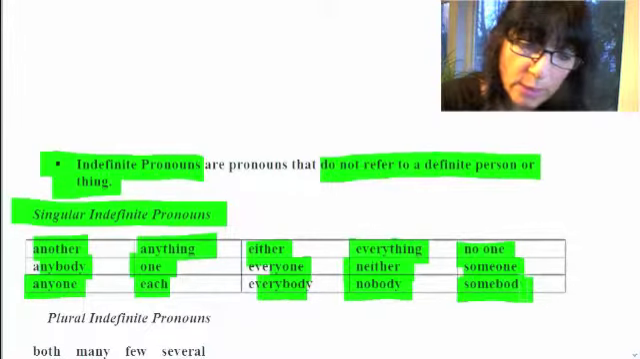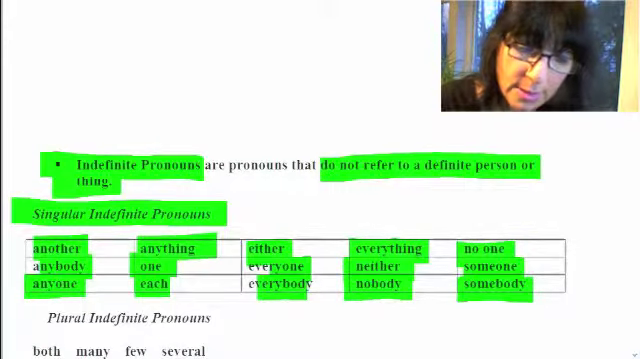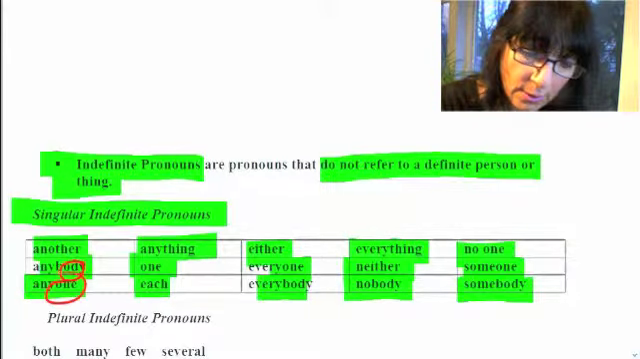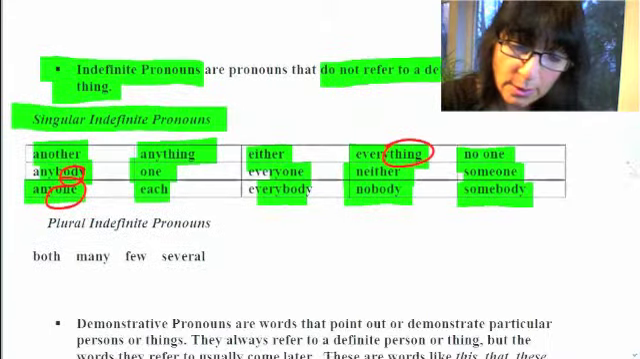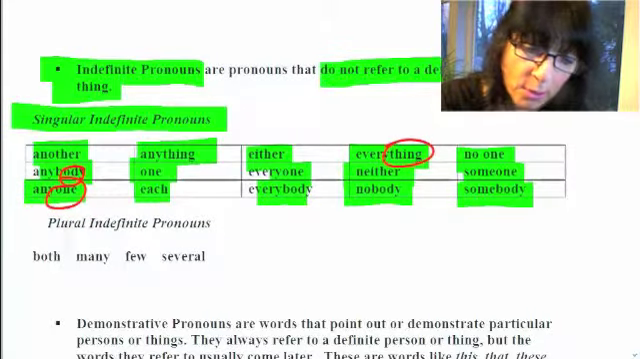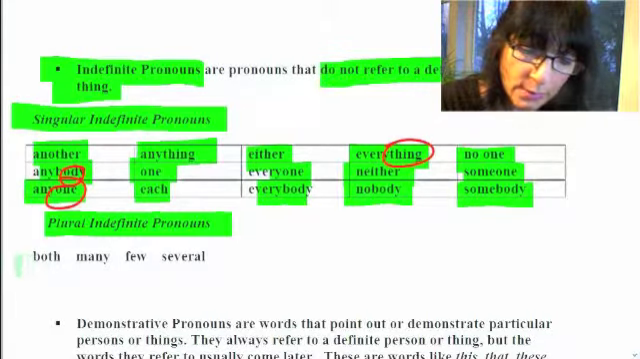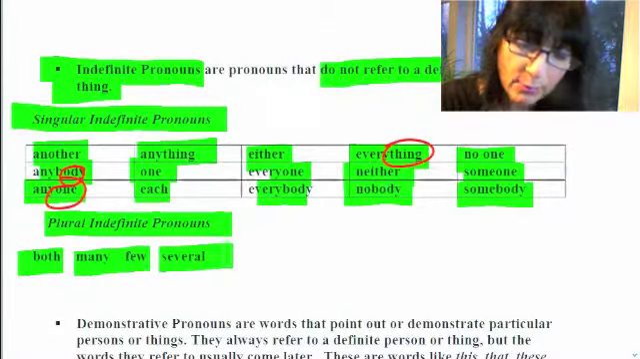So if you take a look at this list, you can see that many indefinite pronouns end in the word body, one, or thing. Not all of them, but many of them do. Then there are also plural indefinite pronouns. They include both, many, few, and several.